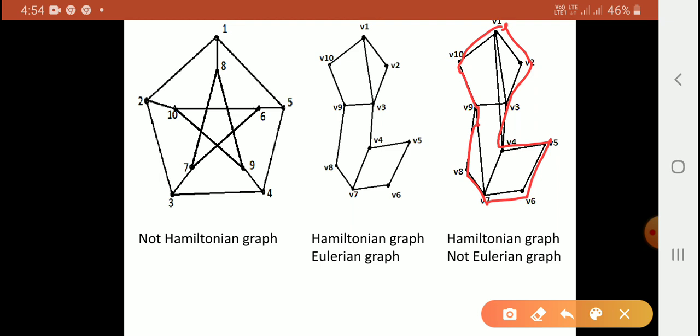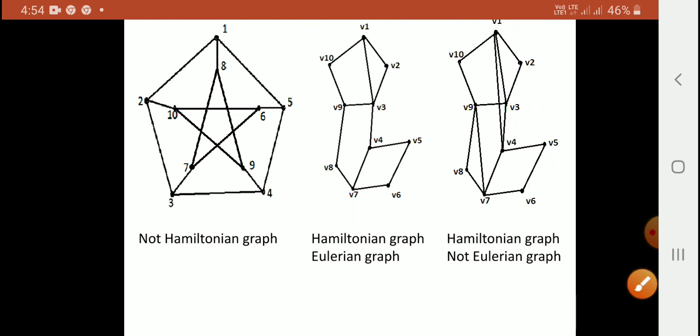So, see one by one. In our first example, the first graph is called a Petersen graph and it is not a Hamiltonian graph, since we can't get any closed cycle which covers all the vertices of the graph. The second example is a Hamiltonian graph and it is an Eulerian graph also. And the third example is a graph which is a Hamiltonian graph but not an Eulerian graph.